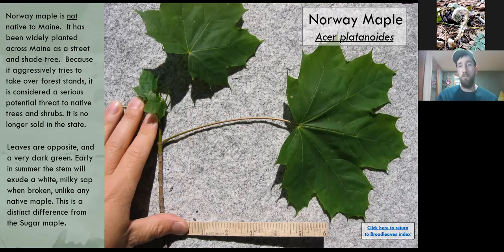In terms of its foliage, very similar to sugar maple. One noteworthy thing is it typically has really long petioles, the stem that attaches the leaf to the twig, but that's not always the case. And the sap that is exuded from the petiole when you break it off the twig is a milky white color. You don't want to get it in your eyes. It'll cause a lot of discomfort. Whereas our native sugar maple, which has very similar foliage, is going to exude a clear, basically water-looking sap if you pull that petiole off the twig.